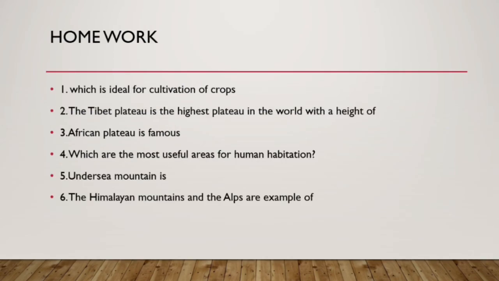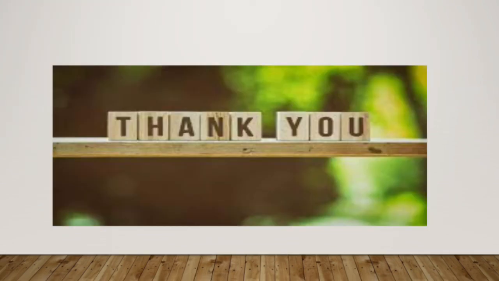And also we have homework. In homework we have 6 questions. Question number 1 is which is ideal for cultivation of cloves? Number 2, the Tibet Plateau is the highest plateau in the world with the height of. Number 3, African plateaus are famous for. And question number 4, which is the most useful area for human habitation? Question number 5, an undersea mountain is. Number 6, Himalaya mountains and Alps are examples of.